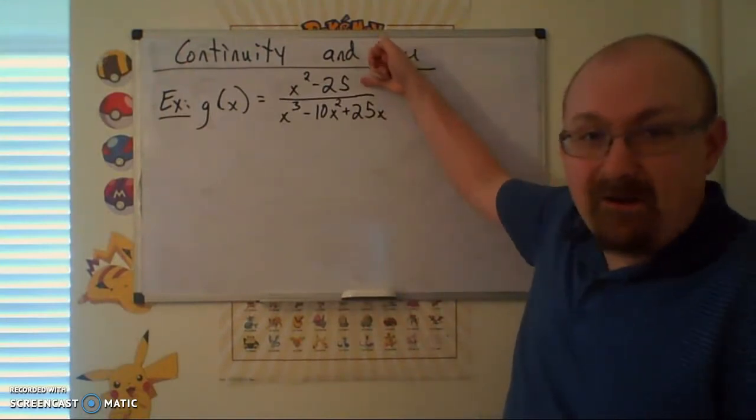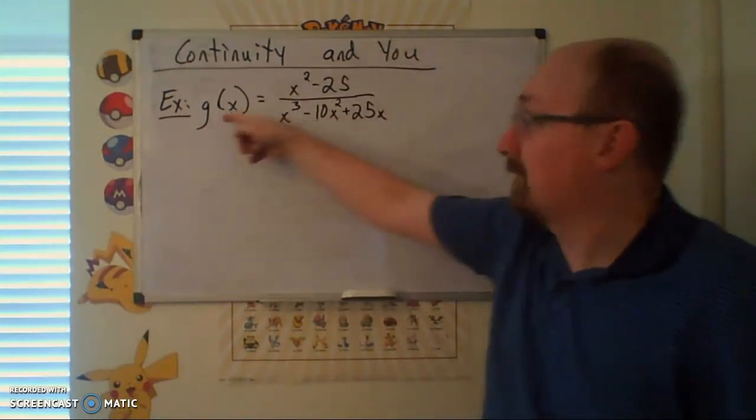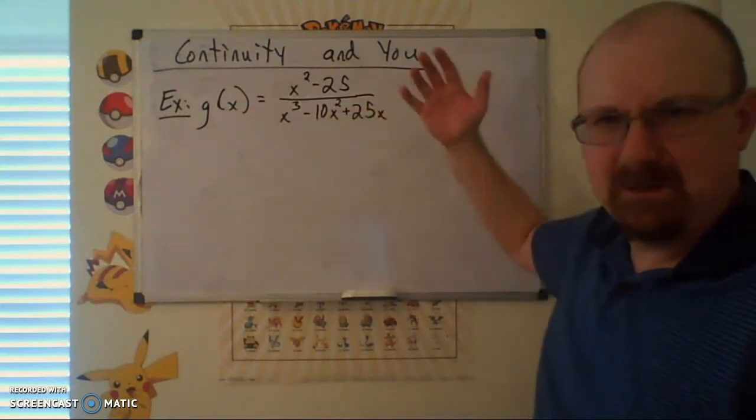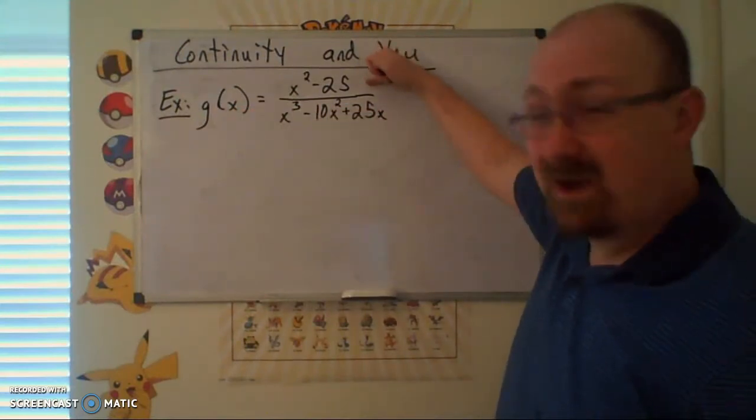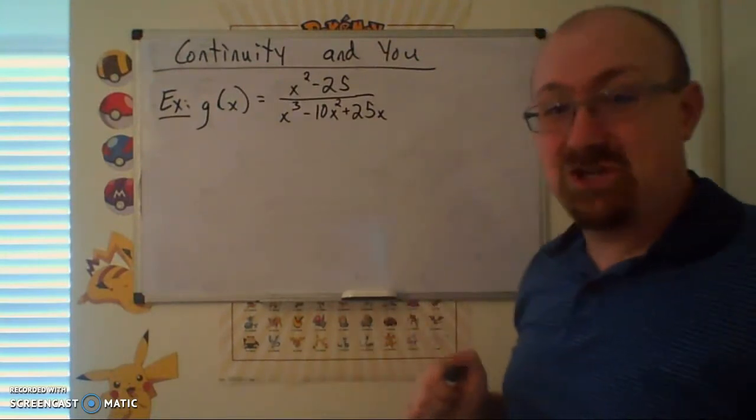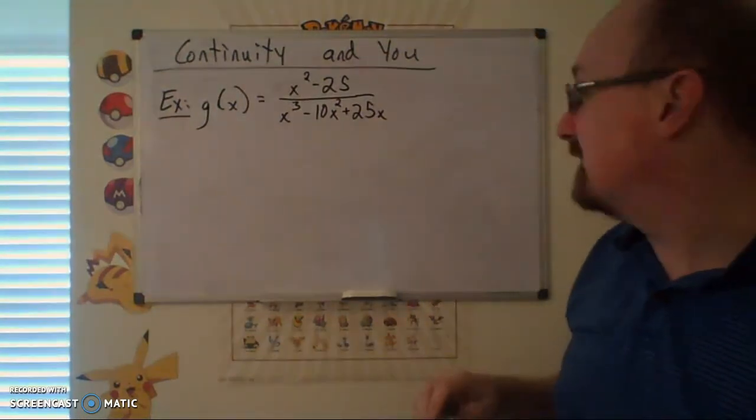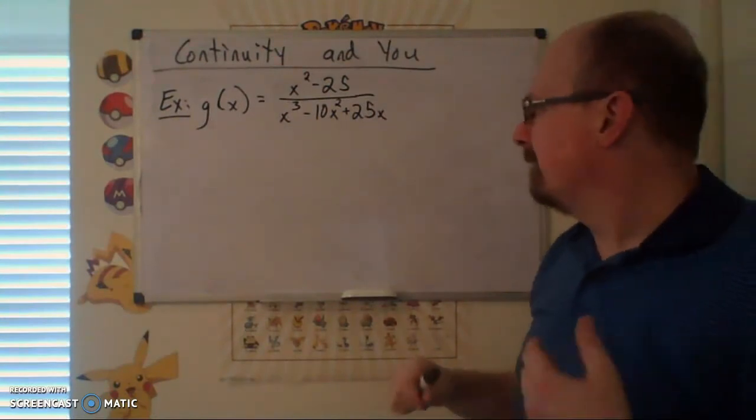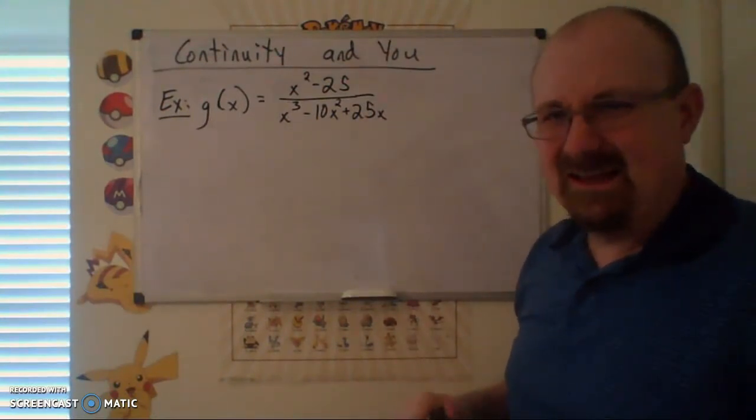So in the numerator of this guy that I cleverly renamed g of x, just to keep you on your toes, we have x squared minus 25. Down below in the denominator, we have x cubed minus 10x squared plus 25x. So you kind of have the idea at this point.